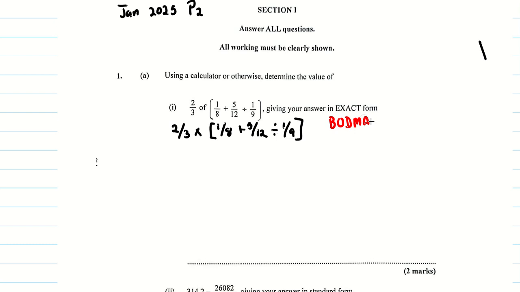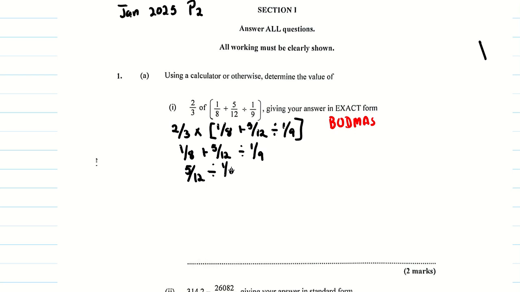Right, so according to BODMAS, we always do brackets first. So the first thing that we're going to do is brackets, which is 1 over 8 plus 5 over 12 divided by 1 over 9. Again, we always follow BODMAS. So if we have addition and division, according to BODMAS, we're going to be doing division first. So we're going to divide first, which is 5 over 12 divided by 1 over 9.